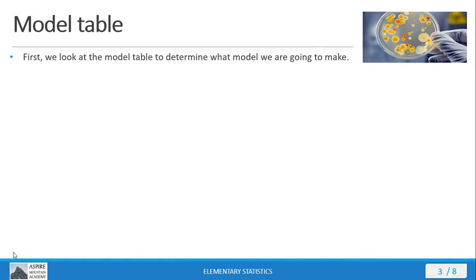So first, what we're going to do to make the model in StatCrunch is we need to know which of those generic model types we're going to make. And that's where we look at the model table there to know which one we're going to make.